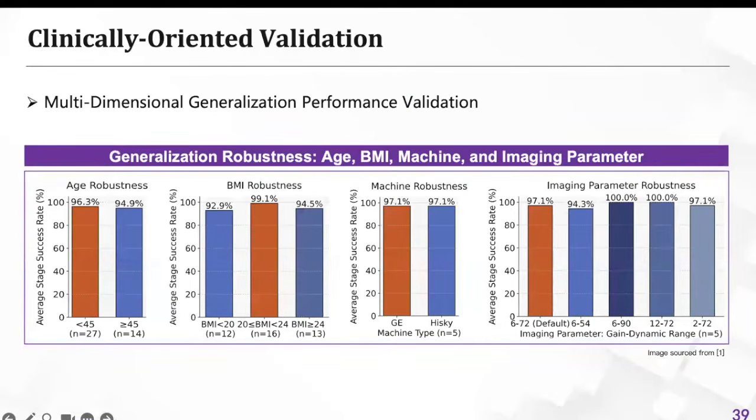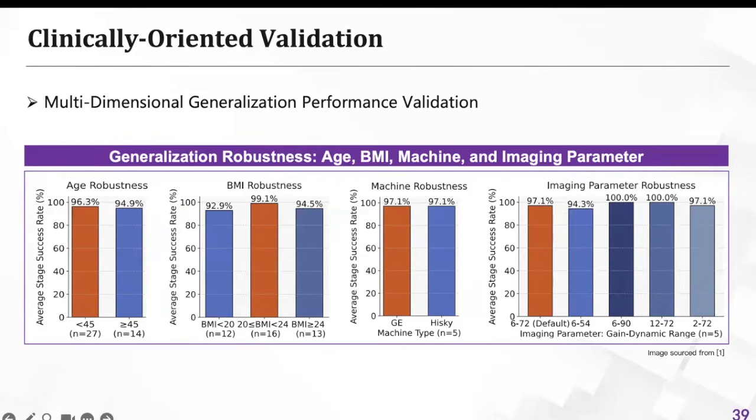We also test the system robustness across multiple key dimensions, including patient age and BMI, and different ultrasound imaging machines from different brands. One is from GE and another is a Chinese brand, Hi. And we also test different imaging parameters. The results show consistent performance across all conditions, demonstrating the robustness of our robotic system.